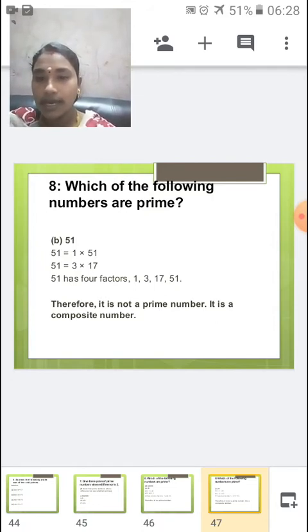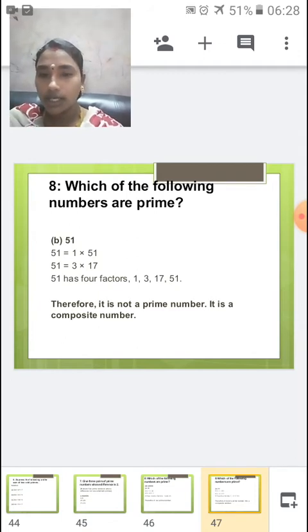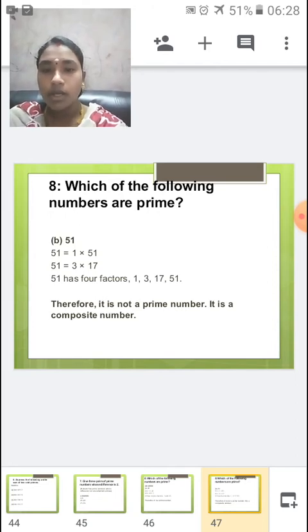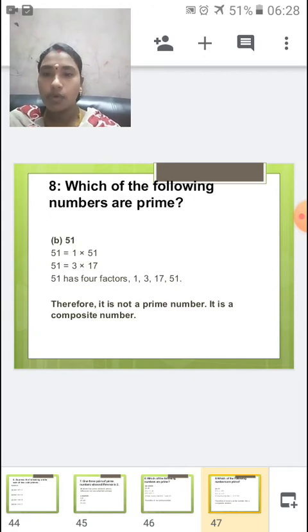So 51 has four factors. What are they? 1, 3, 17 and 51. Therefore, it is not a prime number. It is a composite number. So 51 is a composite number since it has four factors.